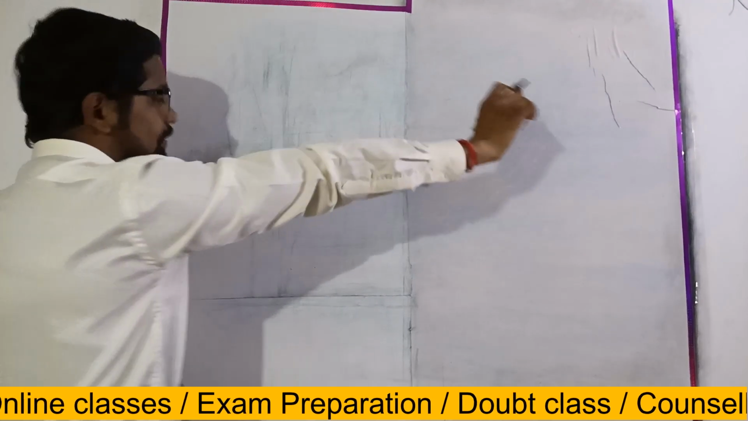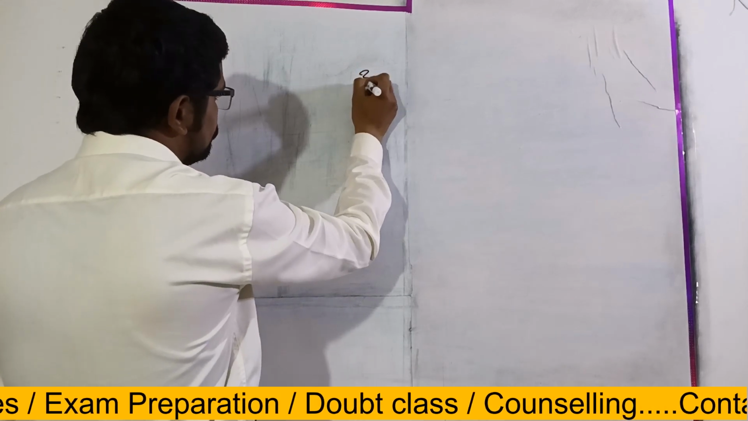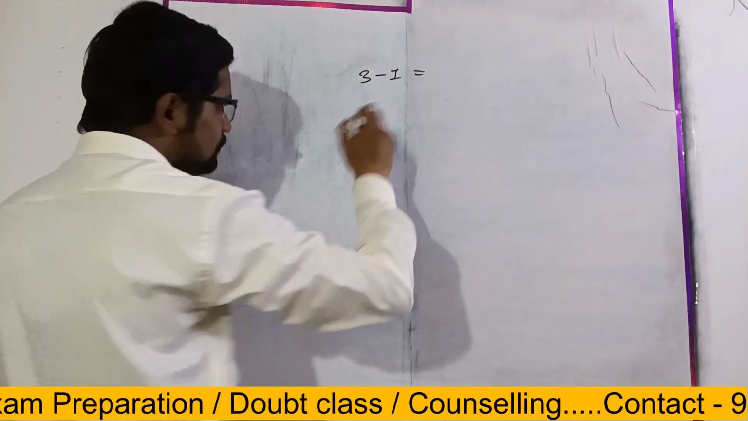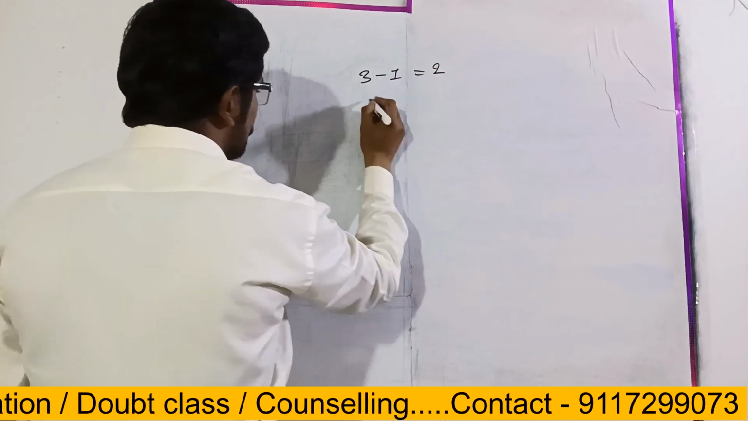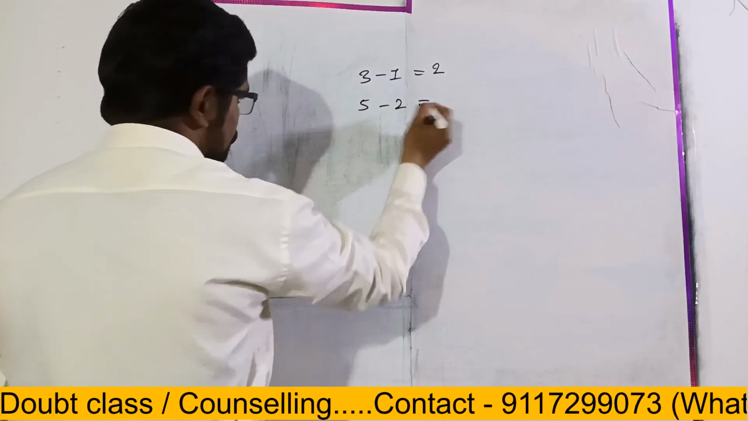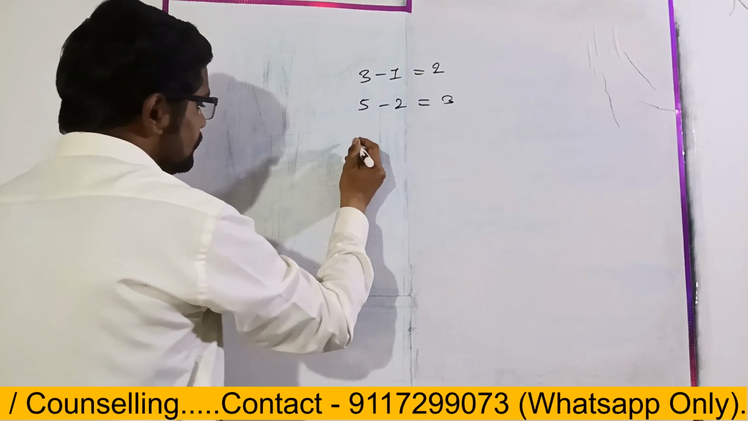Okay, let's start with constants. Here, 3 minus 1, what will it be? 2. Okay, 5 minus 2, it will be 3. Okay, now let's see here.